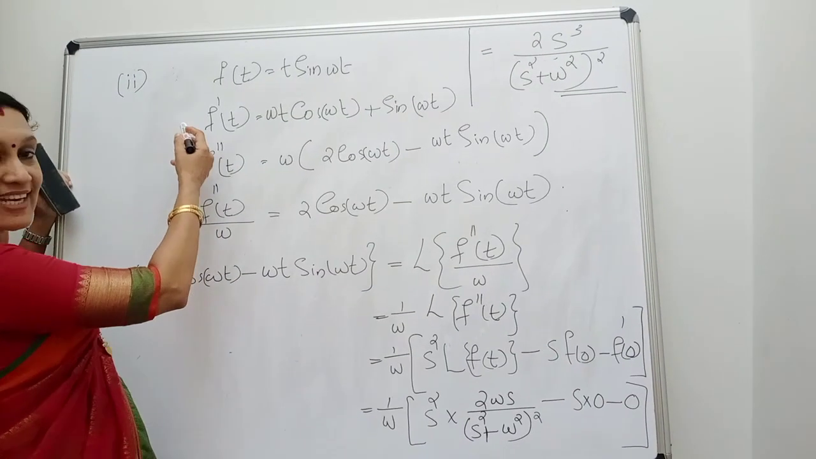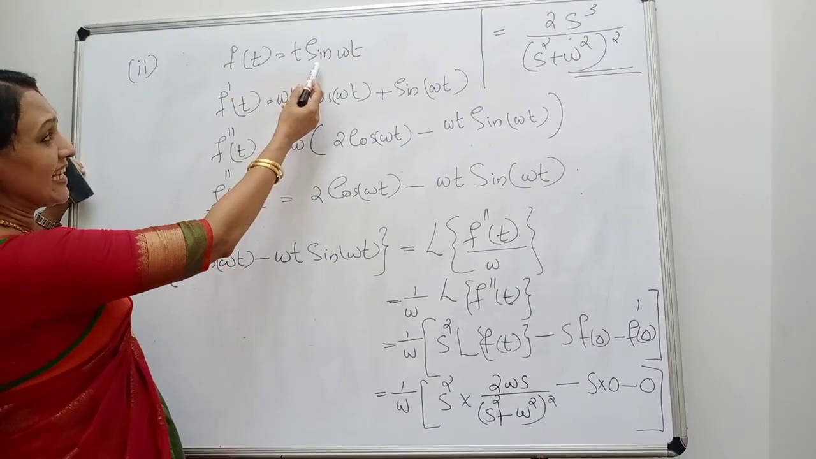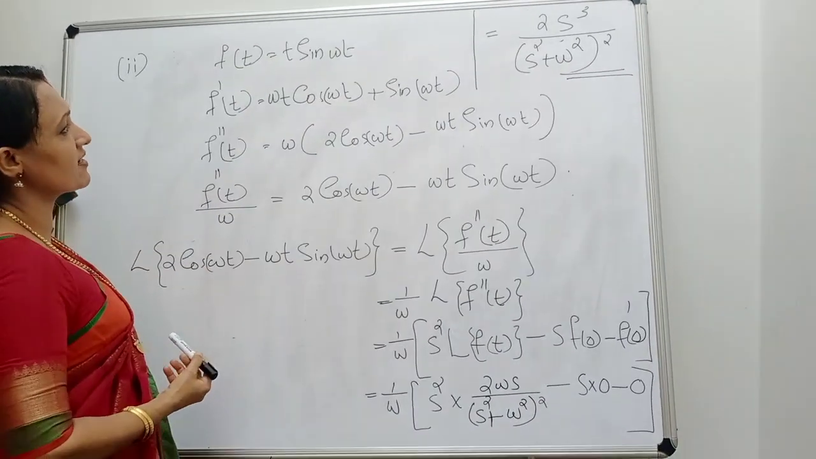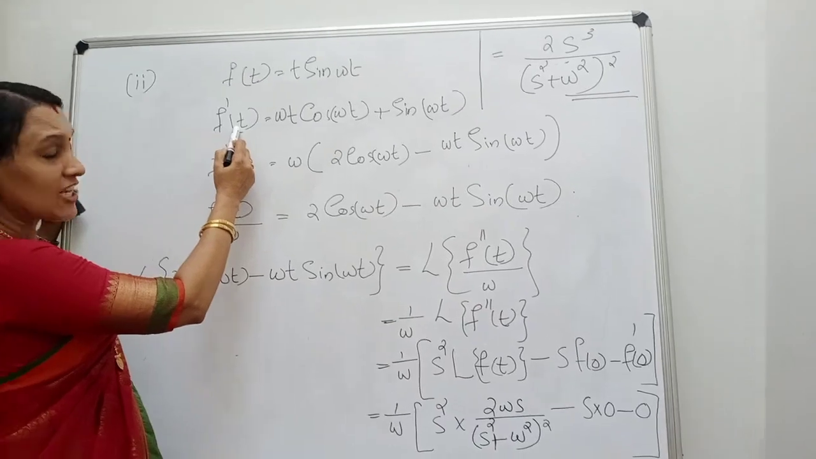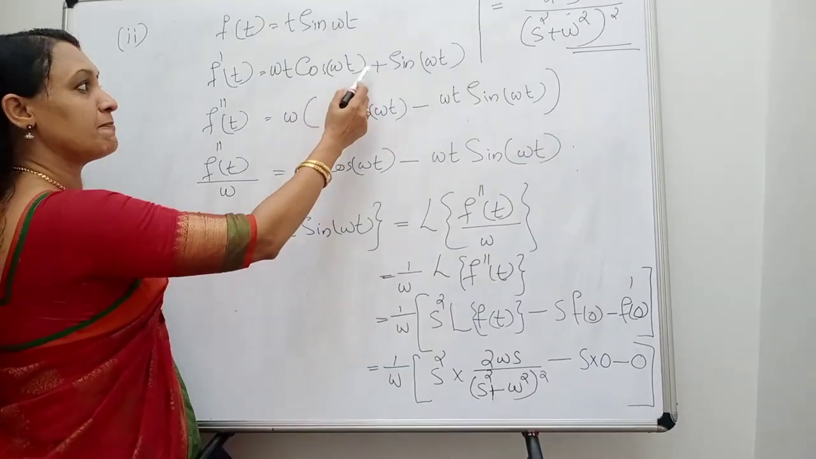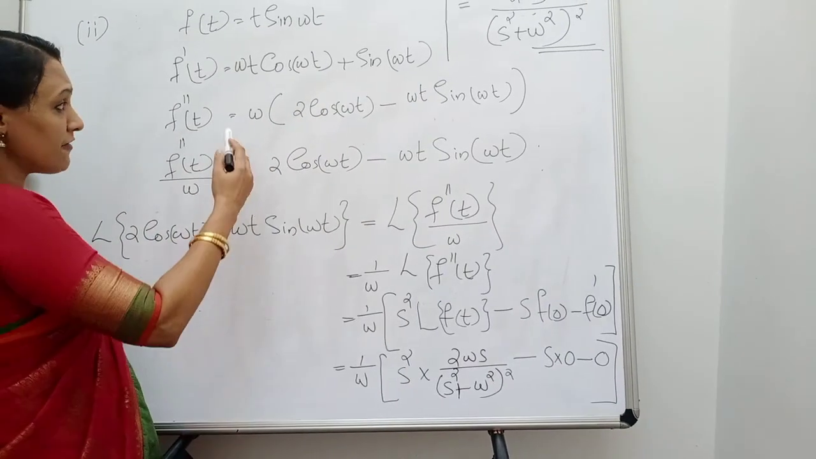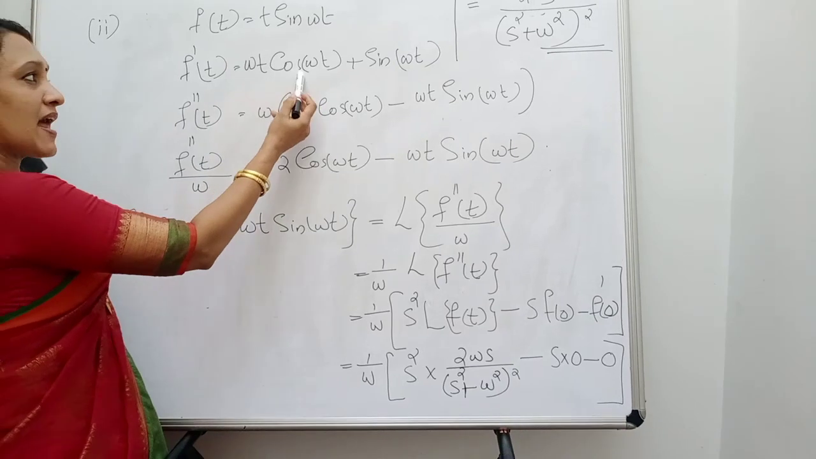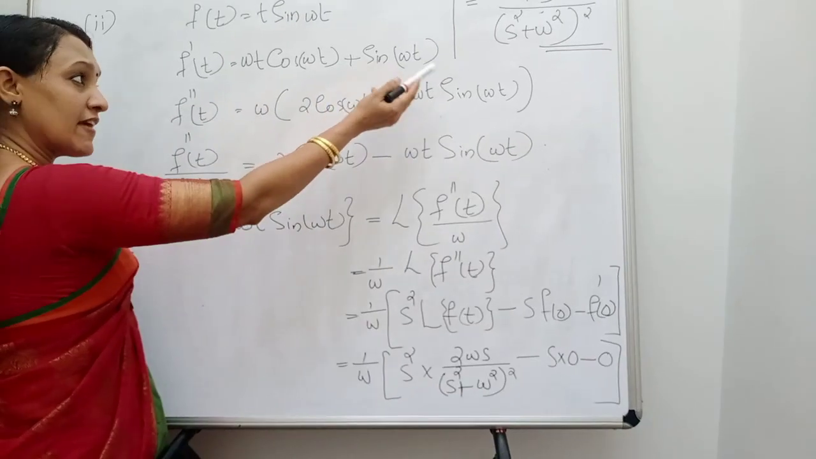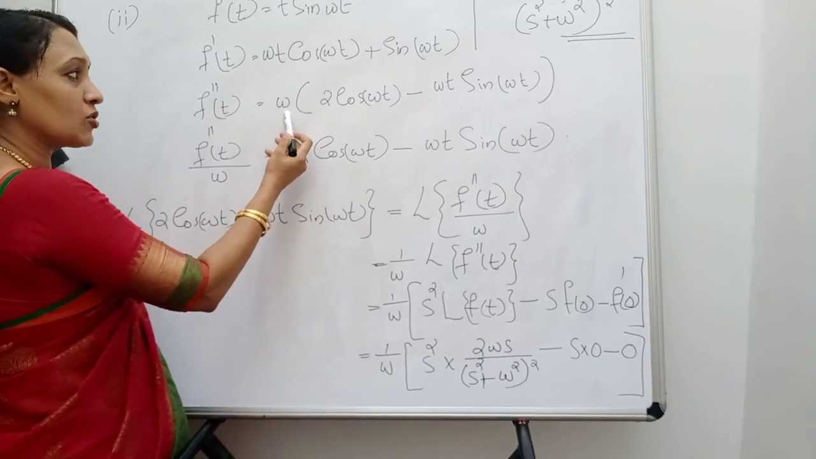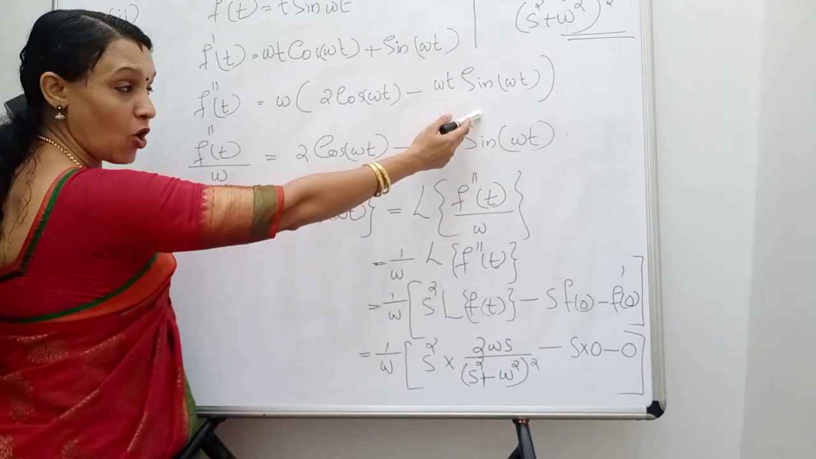Now we have the second question. f of t is given. We have considered f of t as t into sin omega t. So on differentiating, f dash t is omega t cos omega t plus sin omega t. And further differentiating, see the second derivative. Here we are applying product rule and the derivative of sin omega t, and on simplification we will get, you can see both the terms containing omega.